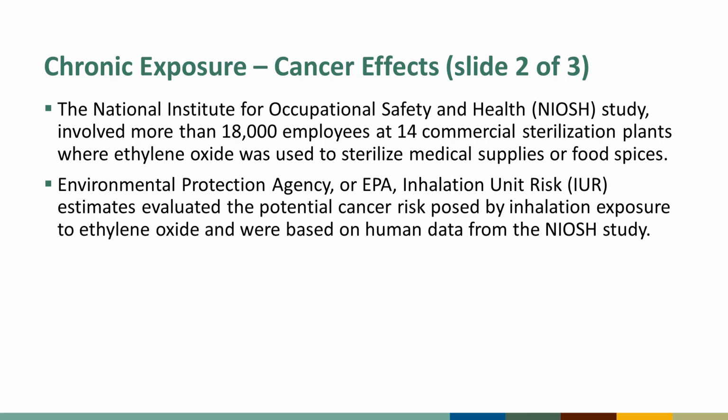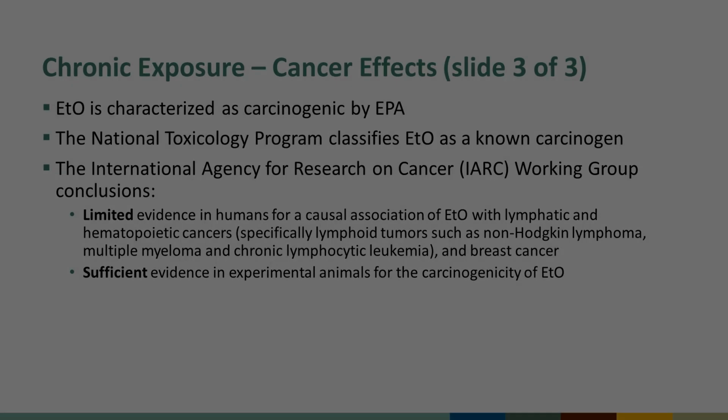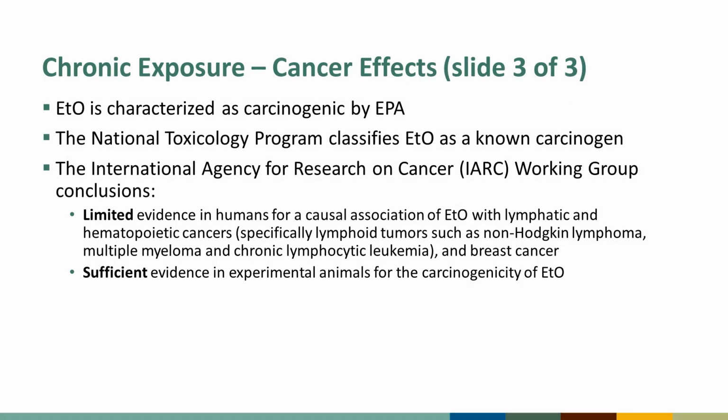EPA has calculated an inhalation unit cancer risk estimate of 3 times 10 to the negative 3 per microgram per cubic meter, or 6 times 10 to the negative 3 per part per billion, for ethylene oxide for both cancer types combined, lymphoid cancer and, in females, breast cancer. Although the evidence of carcinogenicity from human studies was deemed short of conclusive on its own, ethylene oxide is characterized as carcinogenic to humans by the inhalation route of exposure based on total weight of evidence, in accordance with the U.S. EPA's 2005 Guidelines for Carcinogen Risk Assessment.